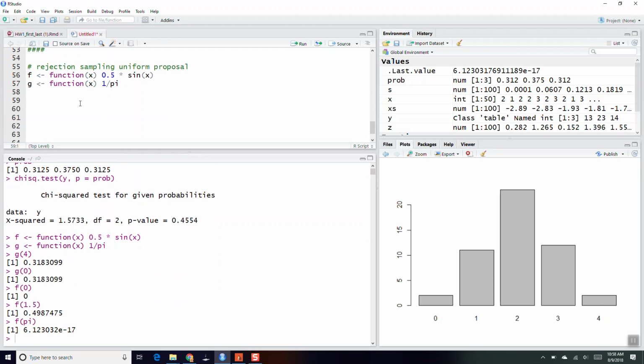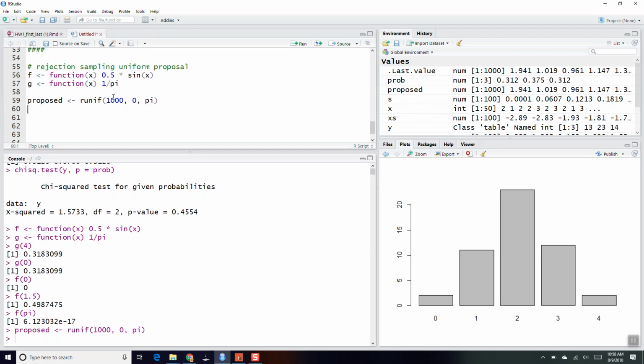And then we have, okay, so now I'm going to do our proposed values. We'll do 1,000 proposed values on the interval 0 to pi. Okay, so let's just create a histogram of our proposed values.